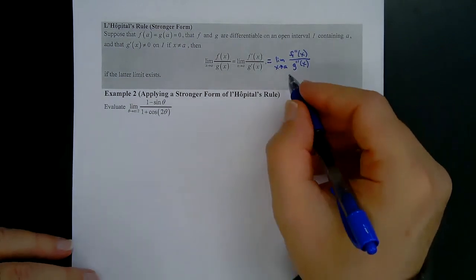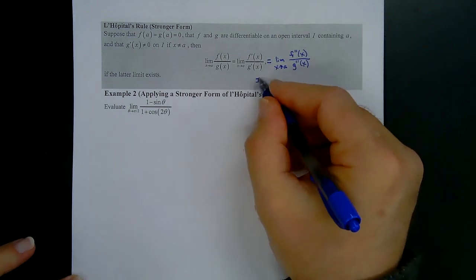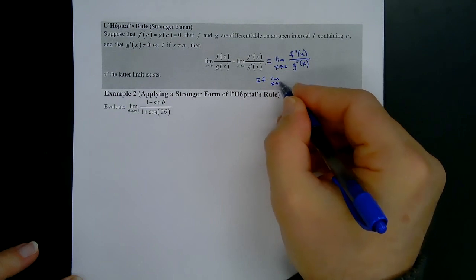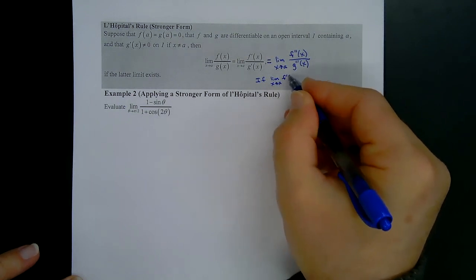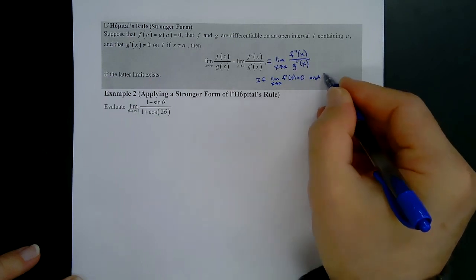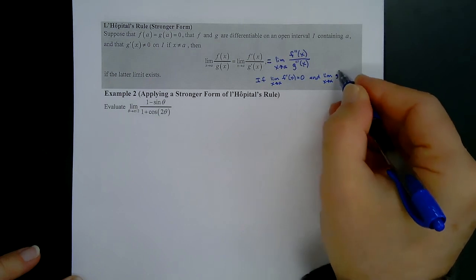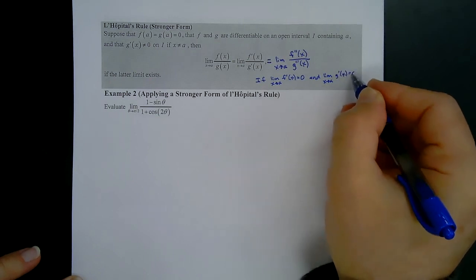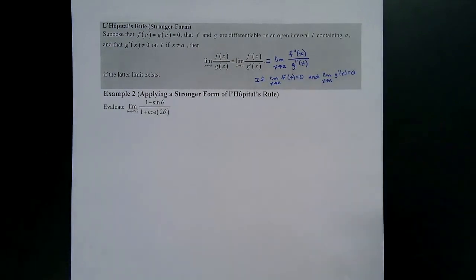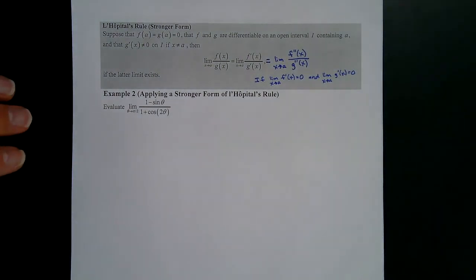And I should say this, you can only go to this if the limit as x approaches a of f prime of x equals 0, and the limit as x approaches a of g prime of x equals 0. So if we have that, we can make this statement. So let me show you in this next example how this can play out.